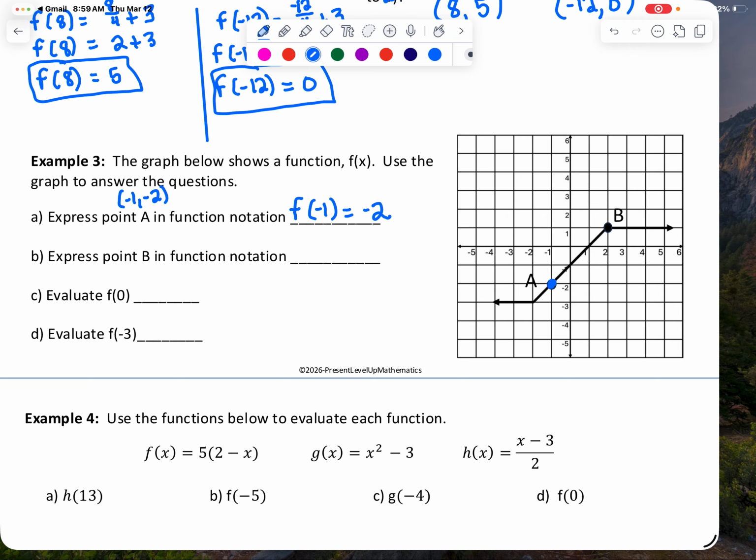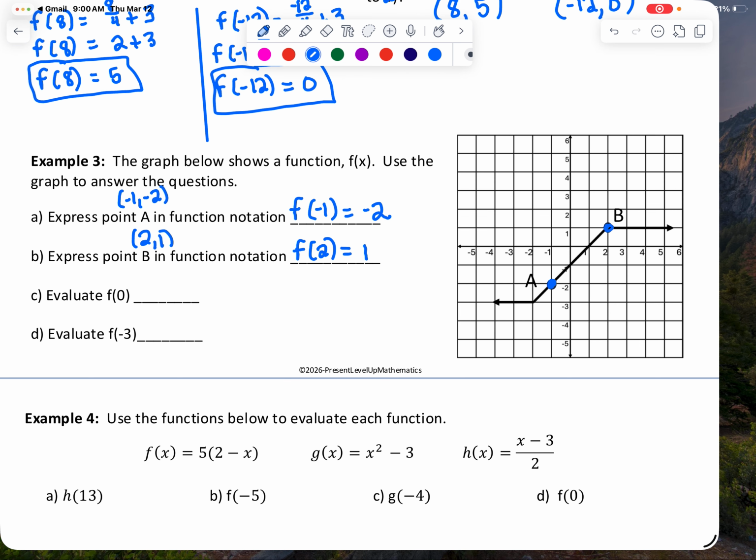All right, welcome back. The first thing I did for this one is I wrote down the coordinates of point B to be 2, 1, and then I put my x value in the parenthesis and my y value on the right side.